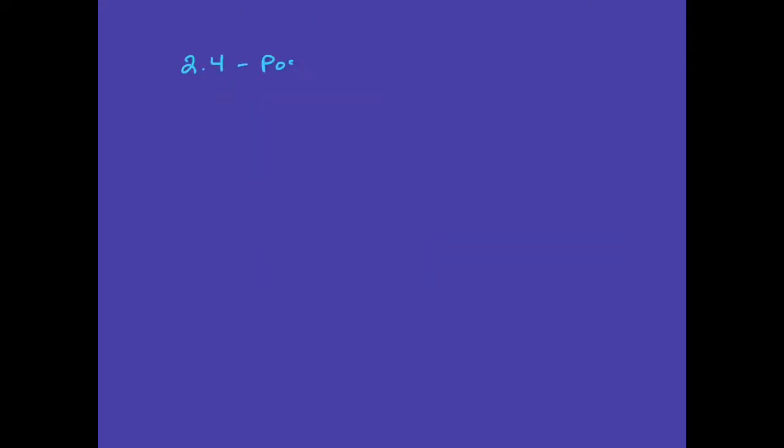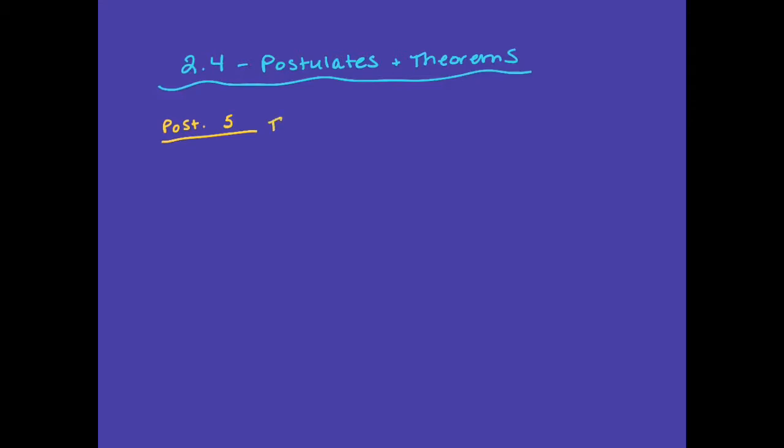2-4 was postulates and theorems. So we had a bunch of postulates in this section. And again, they have numbers, but the numbers are not what's important. What it says is important. So although it's called postulate 5, you'll not give that as an answer. If it asks you to explain which postulate it is or list the postulate that lets you lead to a conclusion, then you would say through any 2 points, there is exactly one line.